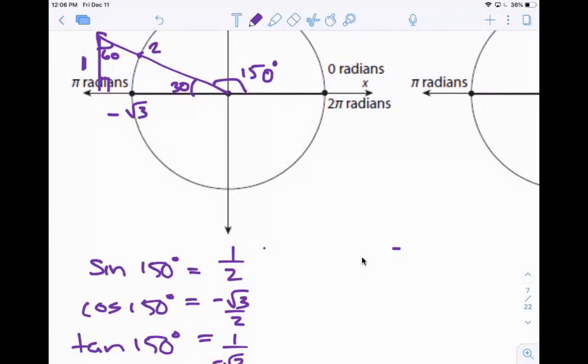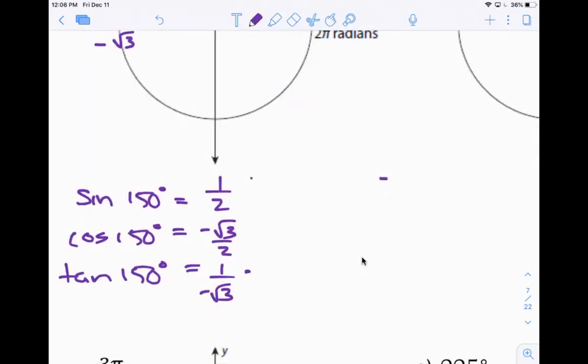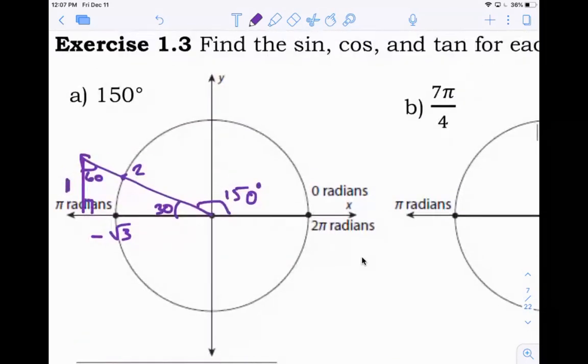And opposite over adjacent. All right, this last one we do need to rationalize, so we'll times by a root 3. Move the negative to the top, or times by 2 negatives. We get negative root 3 over a positive 3. Sweet. Cool. Let's go do it again.